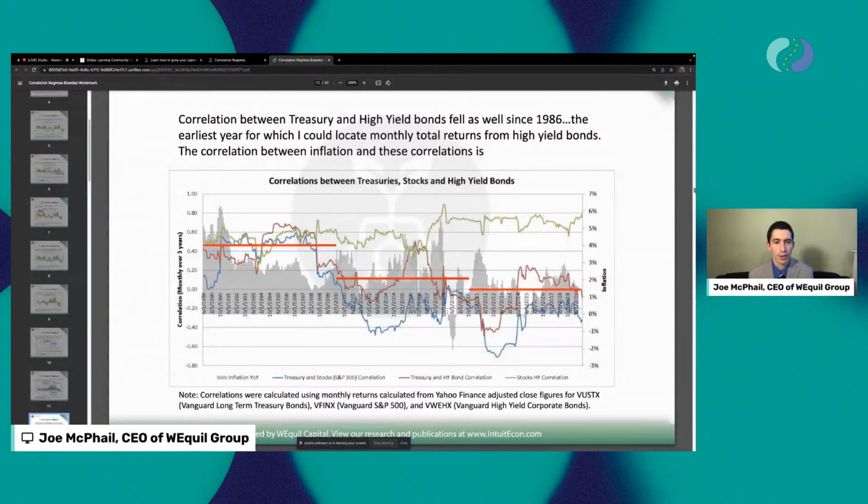I also show here that stocks versus the high yield correlation has actually been very high the entire time. So not as much there. I think part of that is really just that junk bonds have a high degree of credit risk. And so because of that credit risk, they're going to have a lot more shared risk factor than, say, treasury bonds and high yield junk bonds.